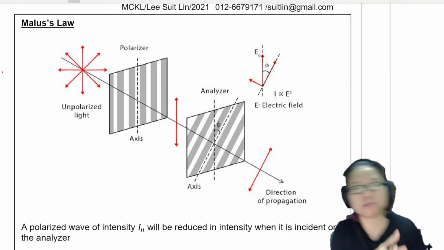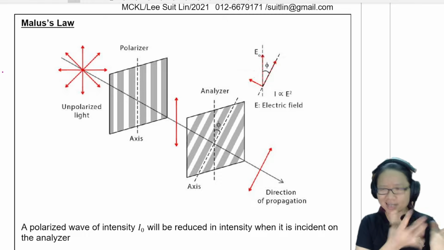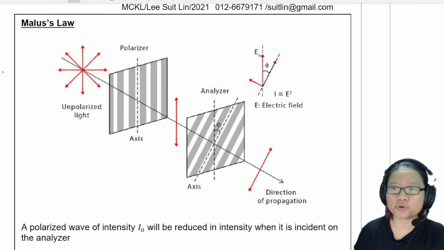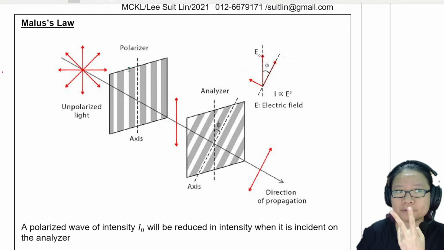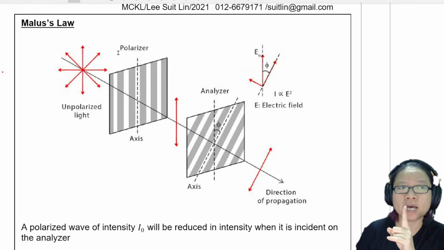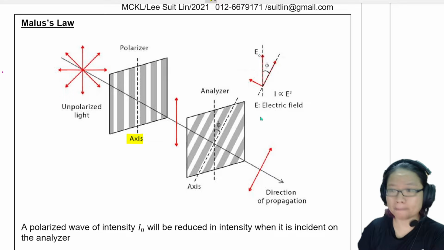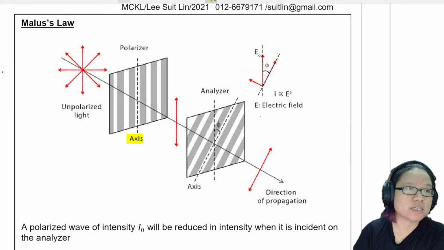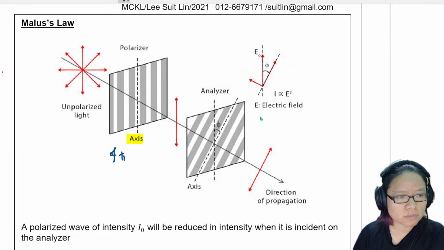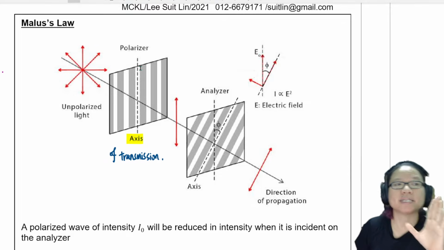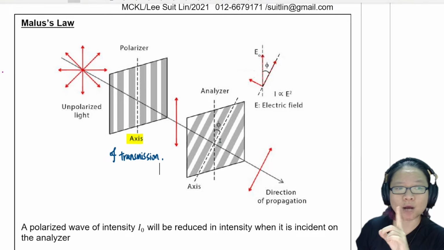To properly demonstrate Malus Law, we're going to draw a diagram that looks something like this. We're going to start off with an unpolarized light, and we're going to need two Polaroids. The first one, we're going to use this thing called the polarizer. And I want you to pay attention to this word axis. This is the axis of polarization, or axis of transmission. Meaning only light that is parallel to this axis is allowed to pass.